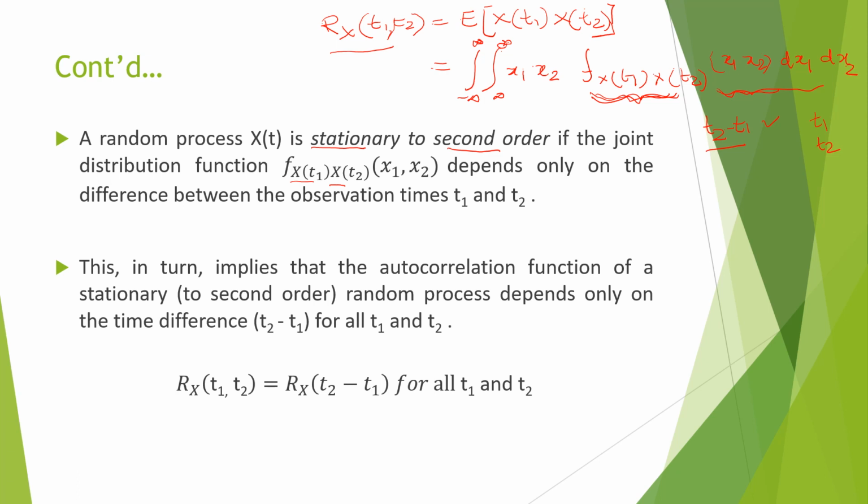Now in this particular situation, what would happen to the autocorrelation function? In that case, the autocorrelation function Rx t1 t2 will be equal to Rx t2 minus t1. That is, the autocorrelation function depends on t2 minus t1. So if the joint probability density function is stationary to second order, then the autocorrelation function becomes Rx t2 minus t1. That is, it depends on the time difference of t2 and t1.